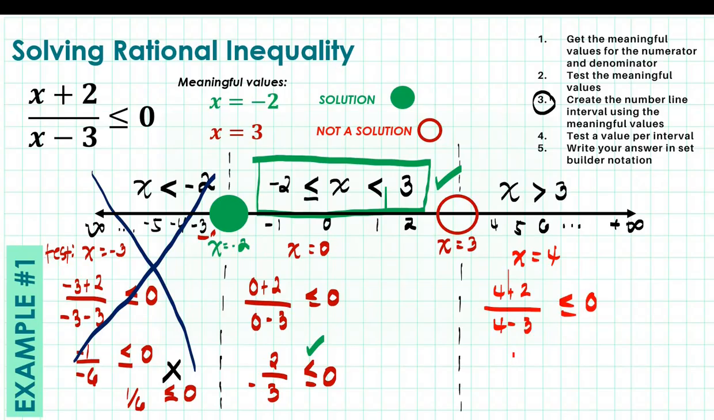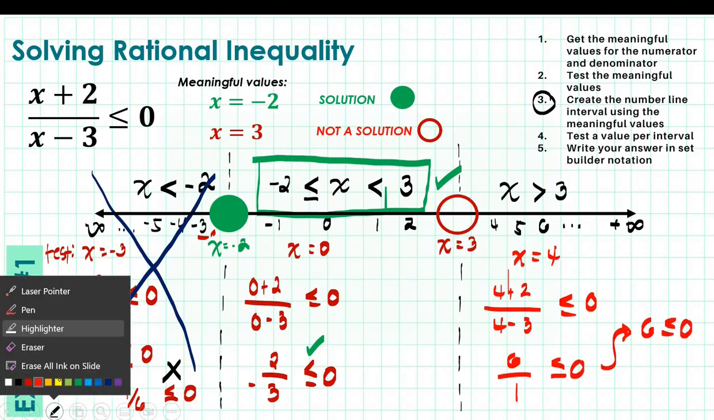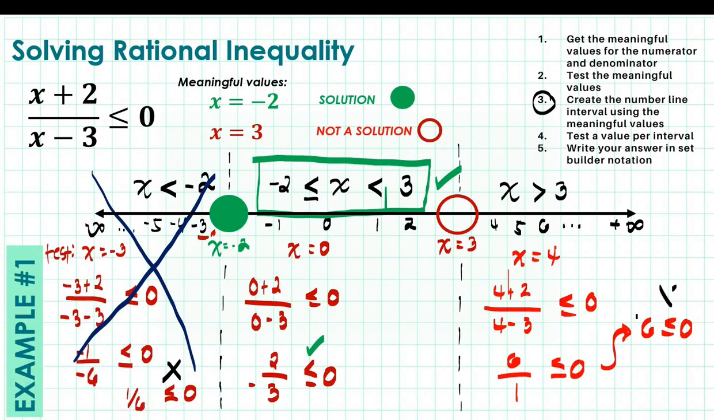For the numerator, that becomes 6. Denominator becomes 1. So let's check if it is less than or equal to 0. Simplifying this further, we have 6 less than or equal to 0, and 6 is a positive number. Very obvious that it's not less than 0, and so this is also not a solution. And that means the last interval is not a solution to the rational inequality.